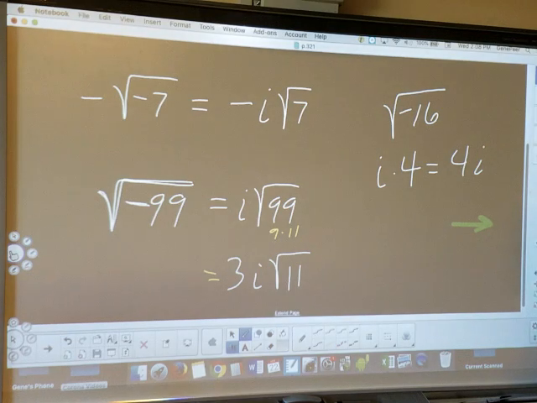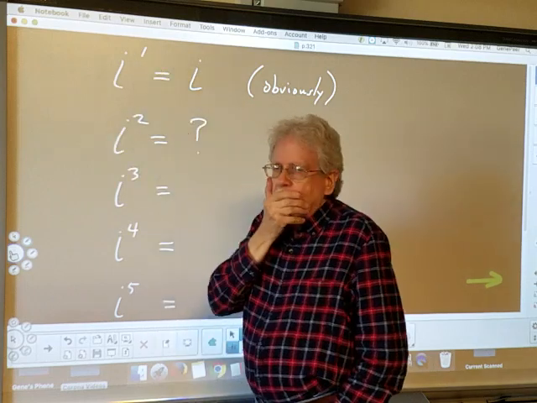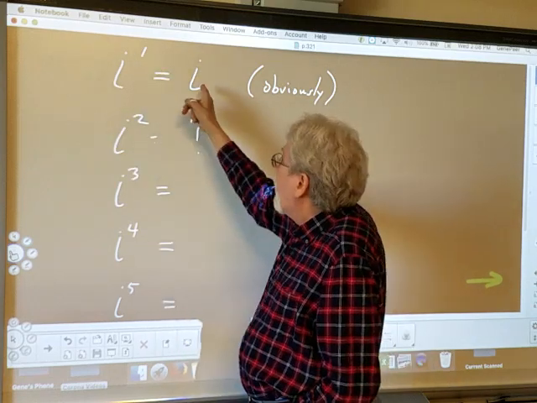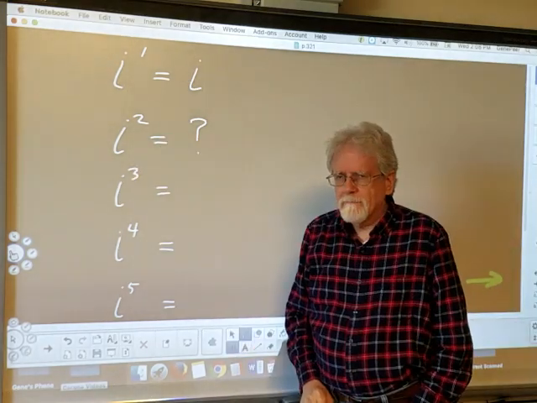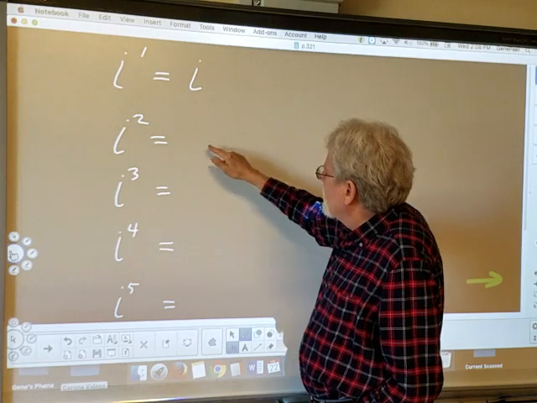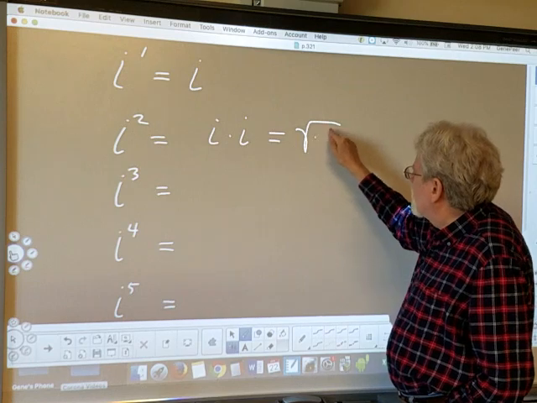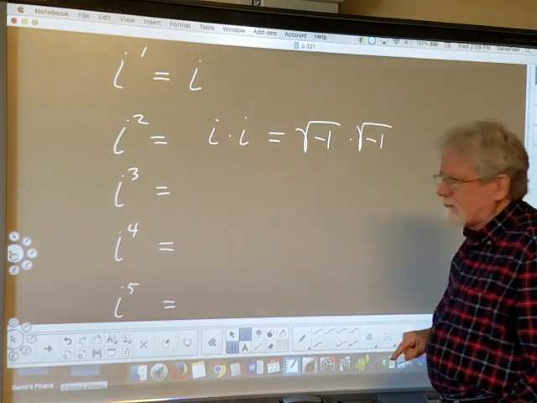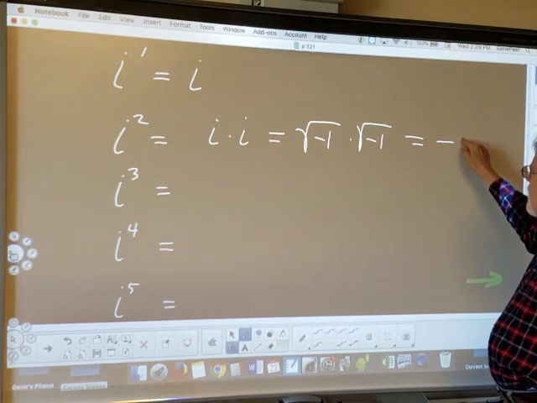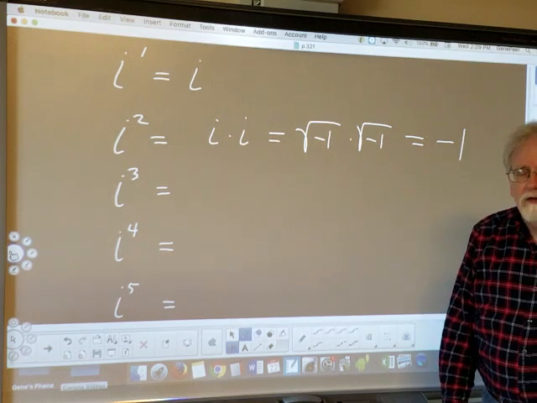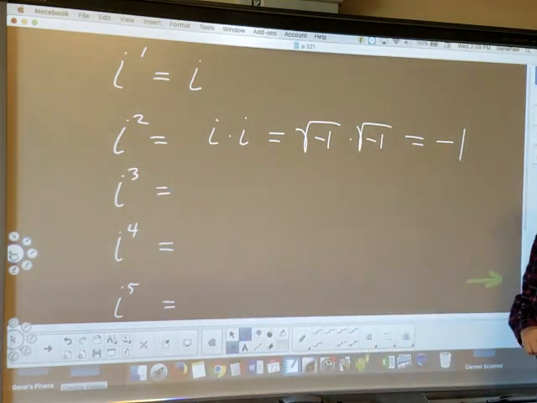Let's move on to the next concept here. Oh, this is fun. What's i to the first power? Pretty clearly it's just i, obviously. Okay, get rid of that. But what's i squared? Isn't i squared going to be i times i? And by definition, isn't that the square root of negative 1 times the square root of negative 1? But shouldn't the square root of negative 1 times the square root of negative 1 be equal to negative 1? Yes, it is. i squared is negative 1.